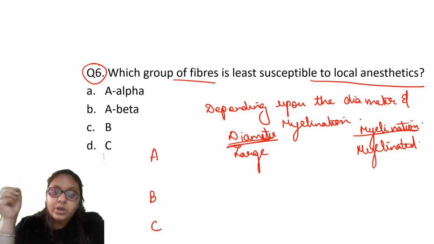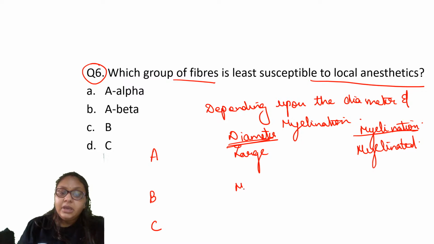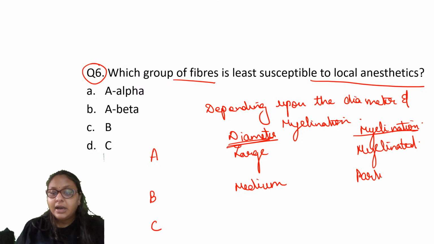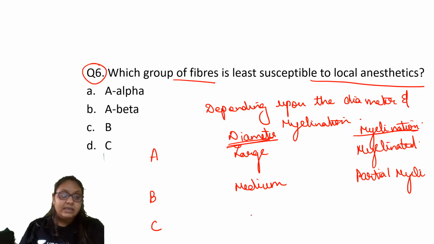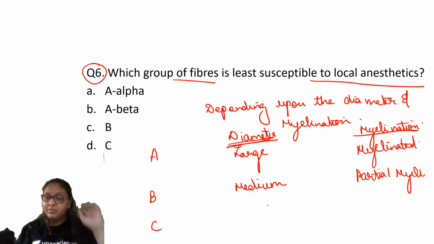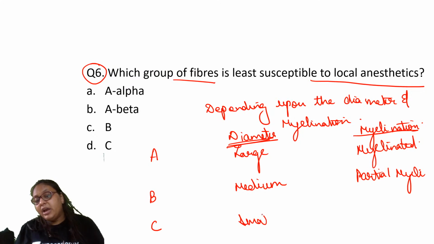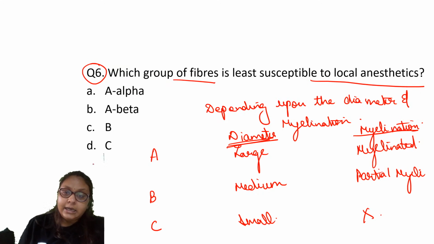B fibers are medium fibers, and they are partially myelinated. And the C fibers are small fibers and they are not myelinated.